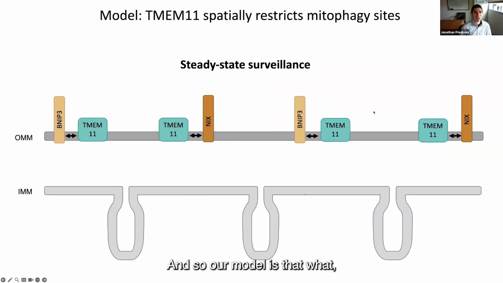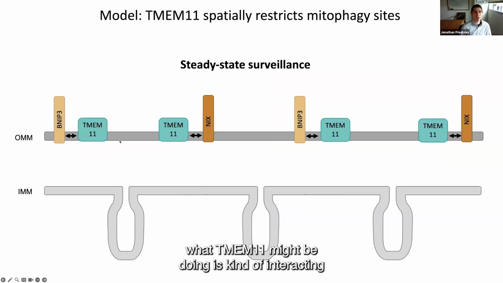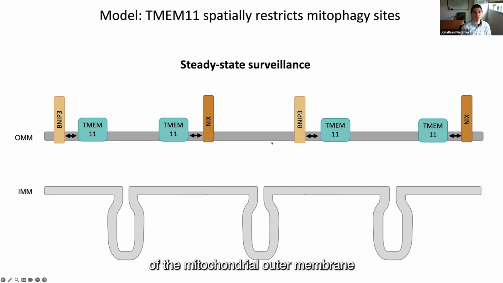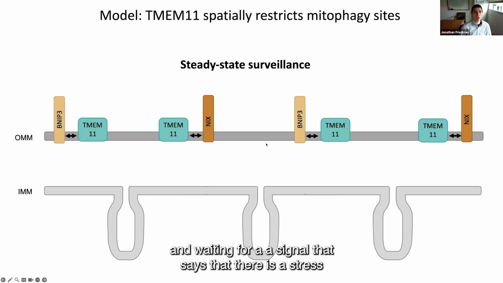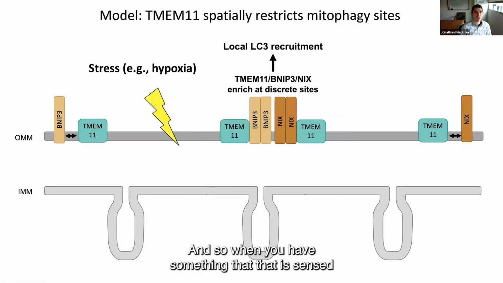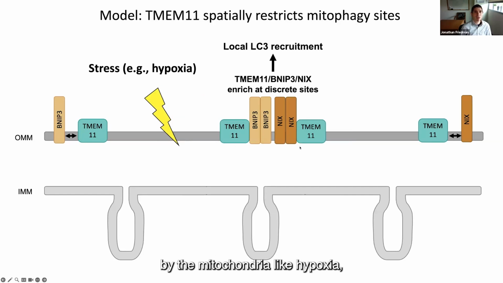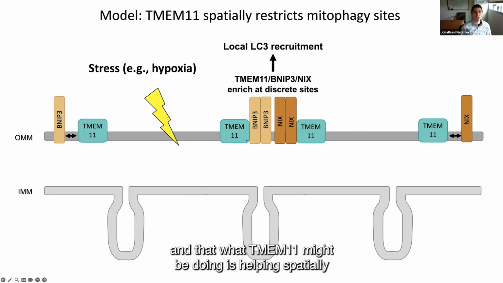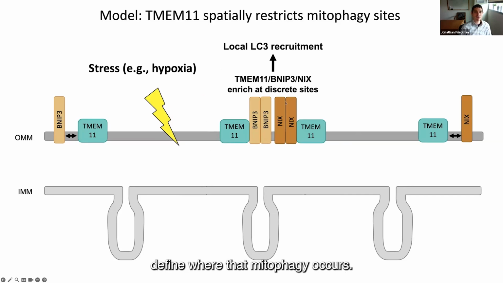And so our model is that what Team M11 might be doing is interacting with NIX in this complex and performing surveillance of the mitochondrial outer membrane, waiting for a signal that says there is a stress or some sort of dysfunction that needs to initiate mitophagy. And so when you have something that is sensed by the mitochondria, like hypoxia, you get this local enrichment and accumulation of BNIP3 and NIX at these mitophagy sites. And what Team M11 might be doing is helping spatially define where that mitophagy occurs.